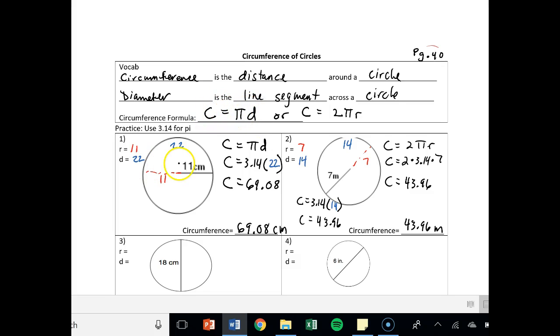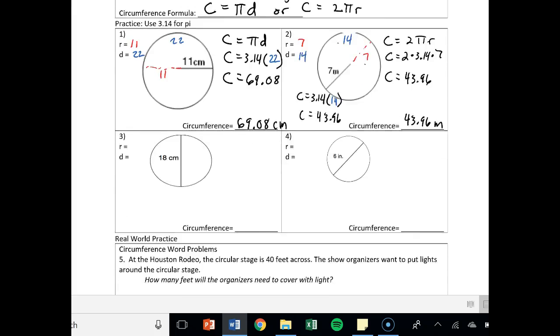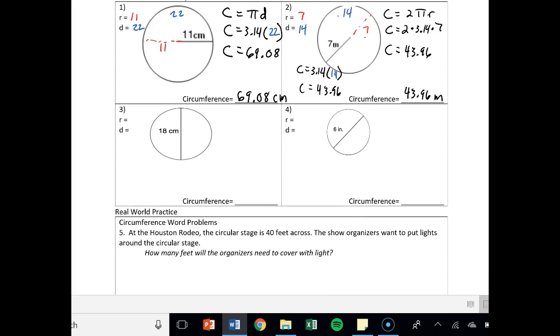Go ahead and always extend your radius. And if you notice, the radius is half of the diameter. That's 22, 11. 11 is half of 22. Or the diameter is twice the radius, right? 7 and 7 give you 14. All right. So look at number 3. The radius is obviously, if we split this in half, 9. So this piece would be 9, 9, and 9. And the diameter is obviously 18.